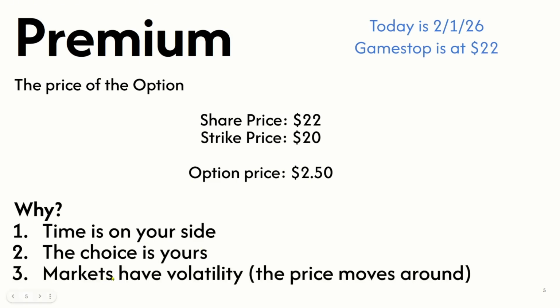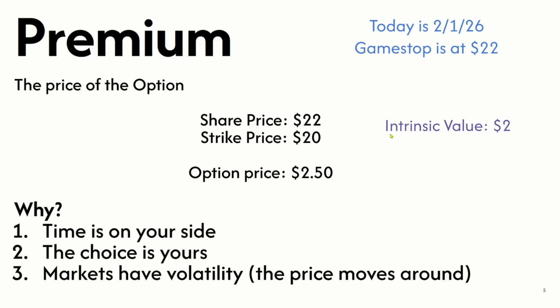The third reason is that markets have volatility, which means the price moves around. So it's unlikely to just stay around that $20, $21, $22 range over the next 6 months. There's a good chance it'll be down around $15 or up around $30. There's volatility in the prices of stocks. So the more those stocks move around, the higher the volatility and the more premium there is in the option.